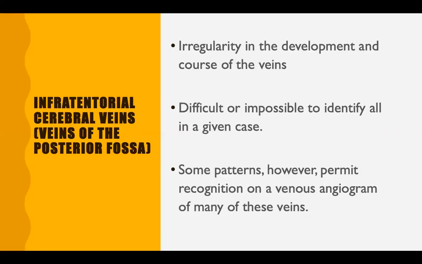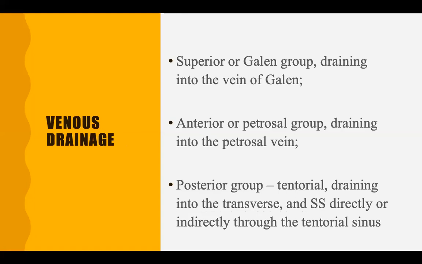So coming to the next part, the infratentorial veins. The infratentorial, like supratentorial, is not easy. It is irregular in development and course, and sometimes difficult to identify all the structures. Some patterns are abnormal. So I've tried to simplify as much as possible. Basically the venous drainage of the infratentorial veins is divided into three groups: the Galen group, the petrosal group or the anterior group, and the posterior group or the tentorial group.